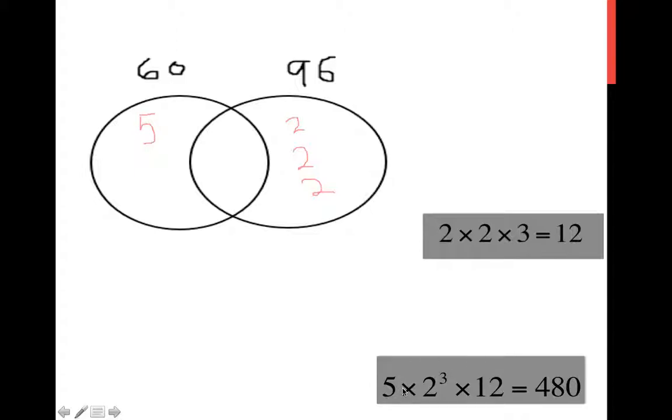So I've basically done this 5 here times 2 here. The reason why it's cubed is because there's 1, 2, 3, so it's 2 cubed. And then times that by 12 because this is here, so 5 times 2 cubed times 12 is 480, and that's the lowest common multiple. So when these numbers are multiplied, that's the number that's in common with both of these, but the lowest. So there you go.